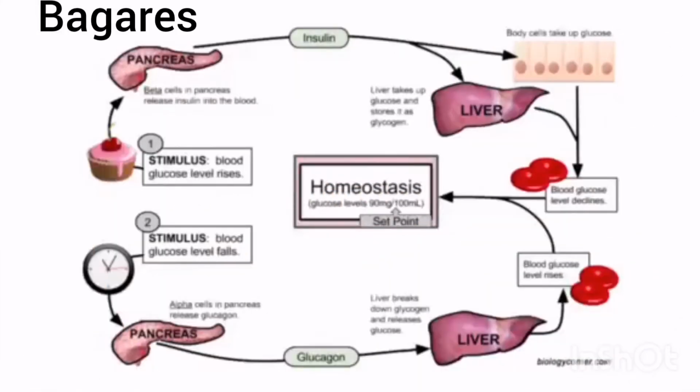Good morning, everyone. Today I'm going to talk about homeostasis. So, what is homeostasis? Homeo means similar and stasis means stable. So, first, let's talk about the normal blood sugar regulation. So, our human body maintains constant levels of glucose throughout the day.